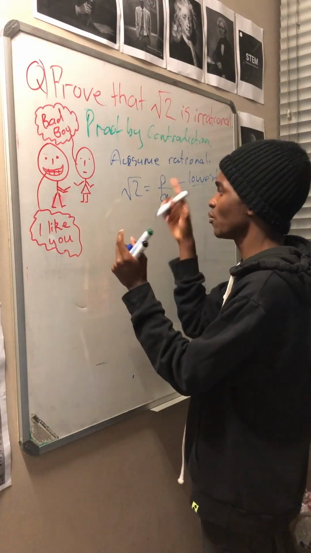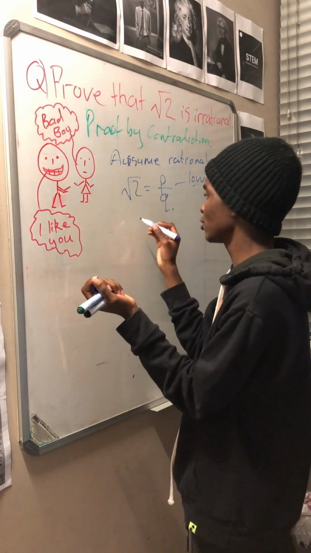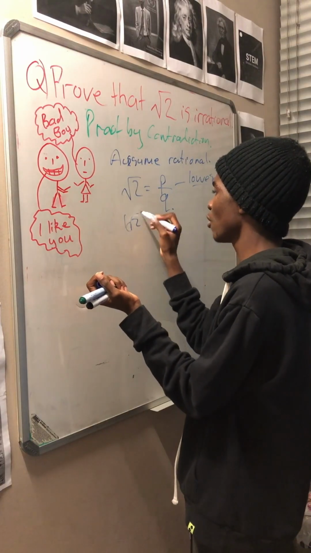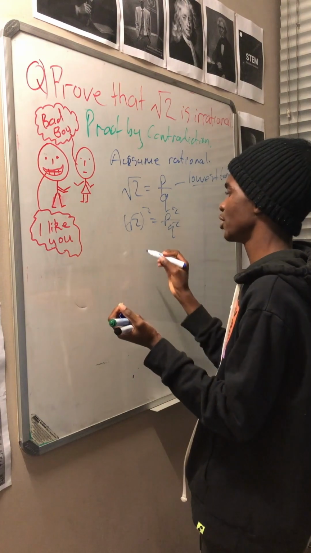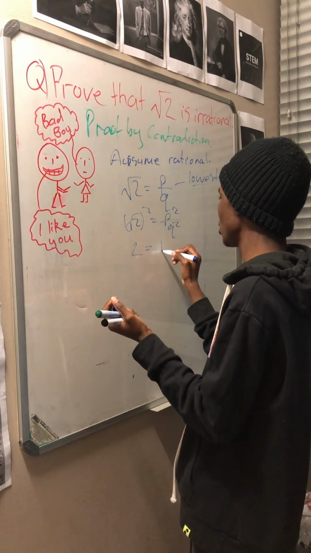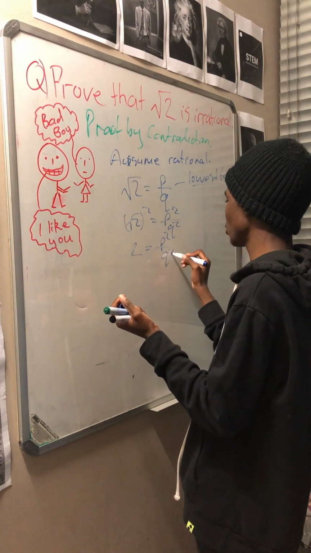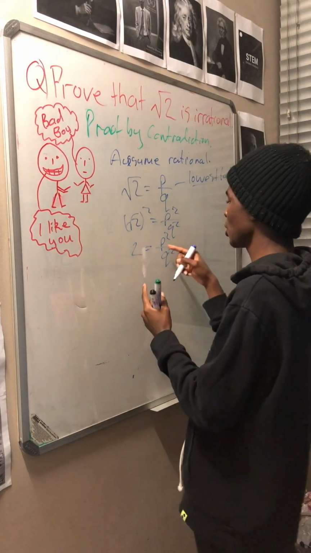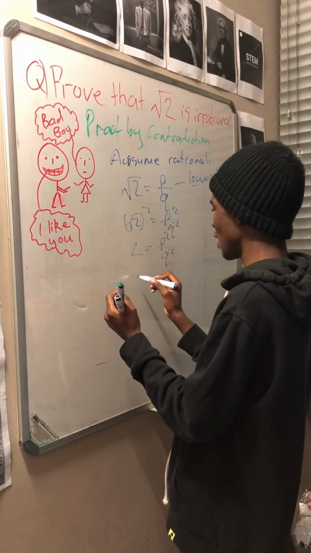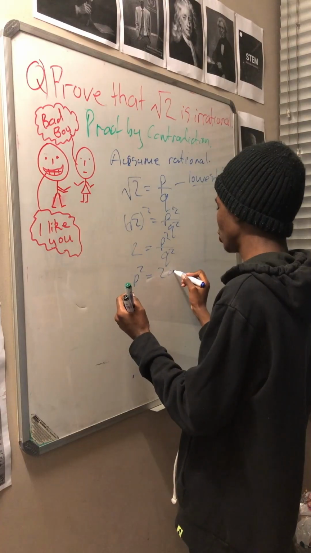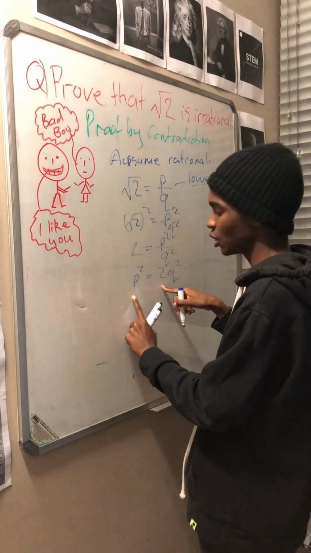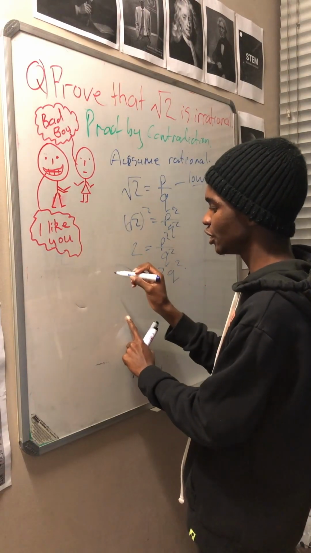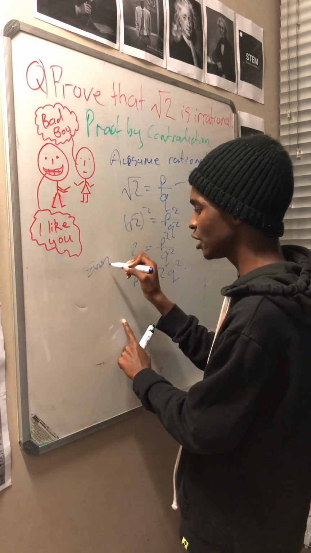So if we assume this, we are able to square both sides, so that we are going to have the square root of 2 squared is equal to p squared divided by q squared, which will give us 2 is equal to p squared divided by q squared. And we can make p the subject of the formula, which will give us p squared is equal to 2q squared. But then if p squared is equal to 2q squared, it means that p is an even number.